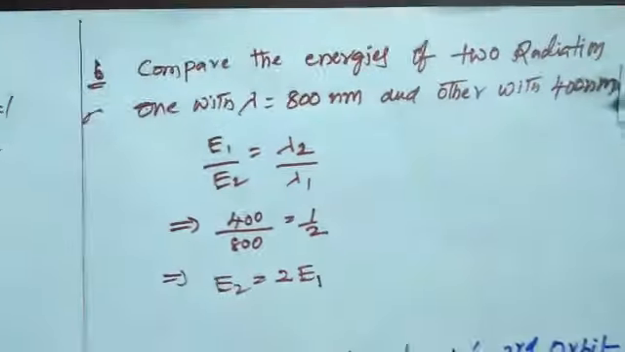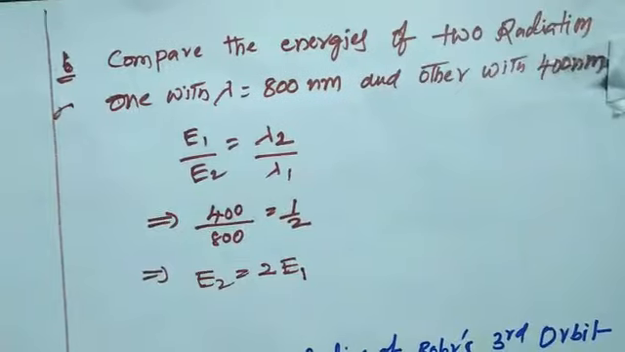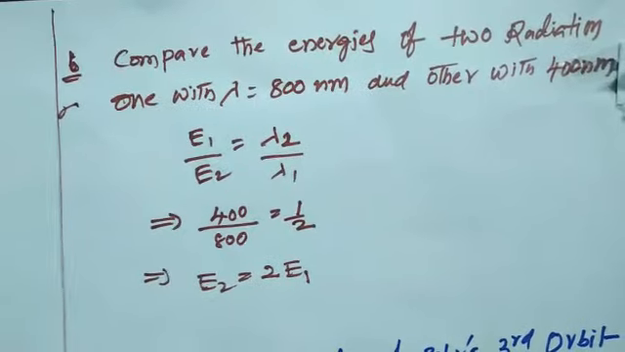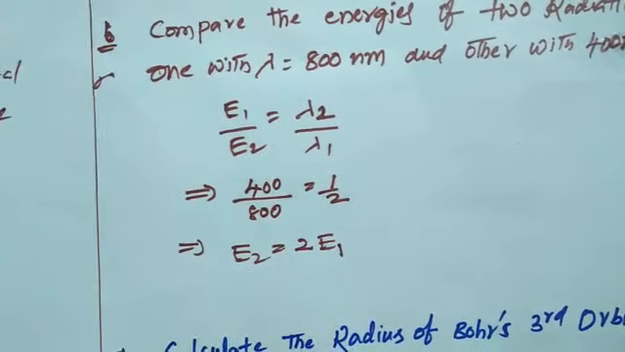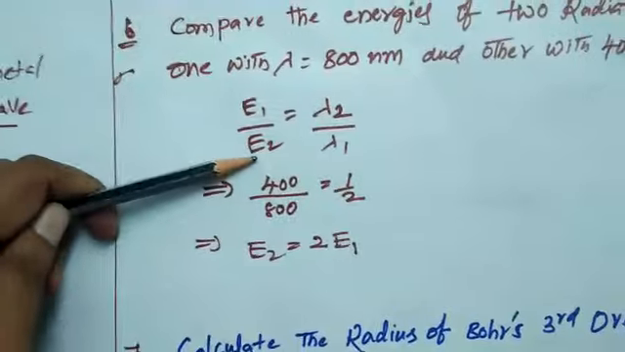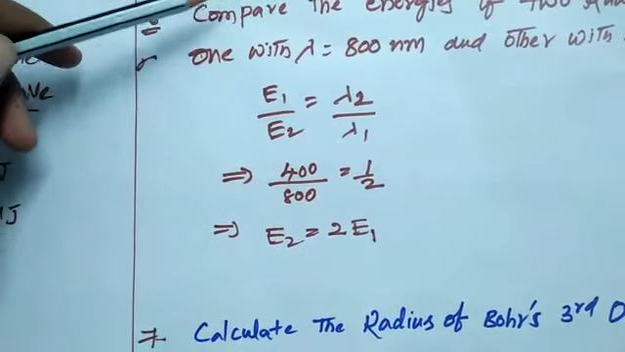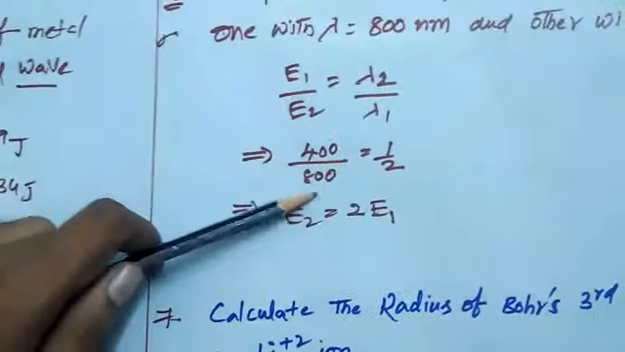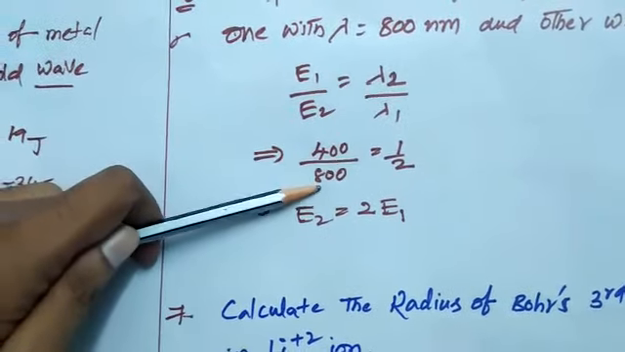Look here, another important problem is comparing the energies of two radiations, one with lambda equal to 800 nanometers and the other with 400 nanometers. The energy of the radiation is calculated using the following formula: E1 by E2 is equal to lambda 2 by lambda 1. The wavelengths are always given in the problem, that is, one is 400 nanometers and the other is 800 nanometers.